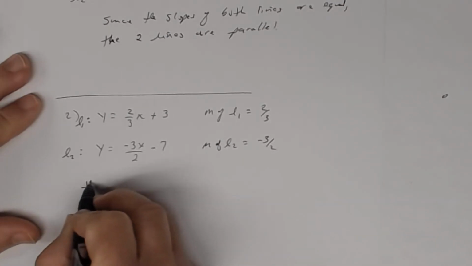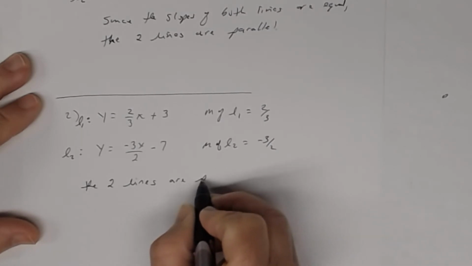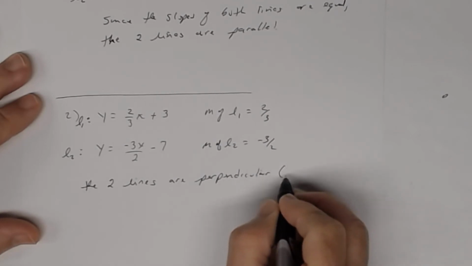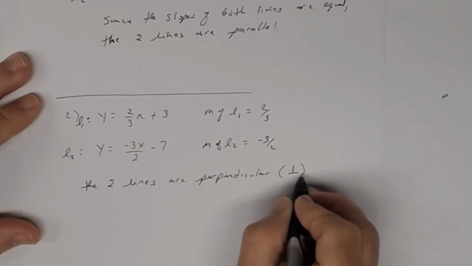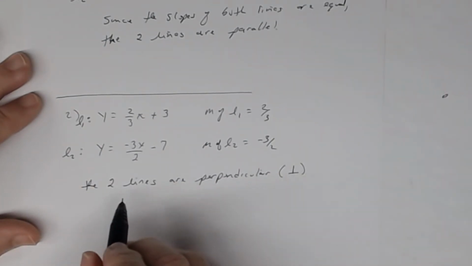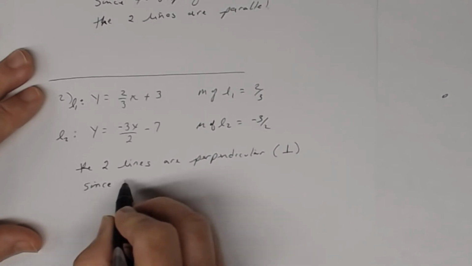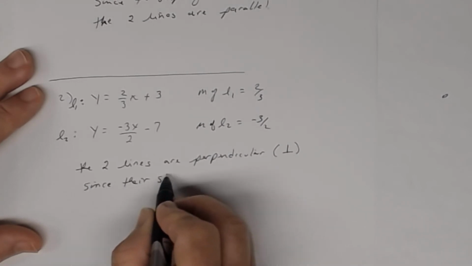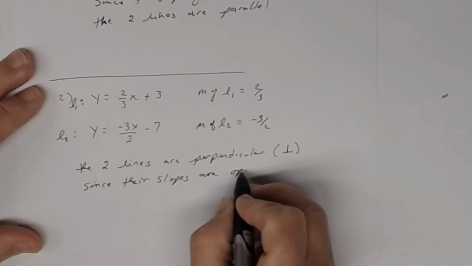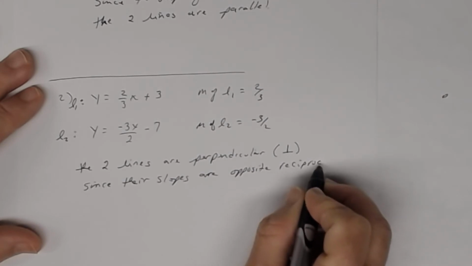All right, so here's the reason. The two lines are perpendicular. And by the way, the symbol for perpendicular is that upside down T that you may recall. It looks like this. So the two lines are perpendicular since their slopes are opposite reciprocals of each other.